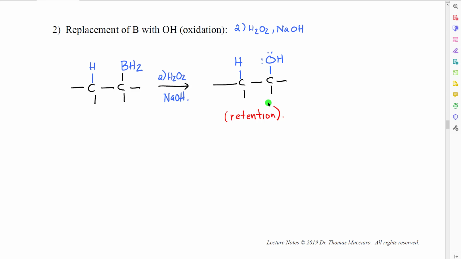I'm not going to teach you the mechanism of this because it's rather advanced, and I don't think it really helps you understand the reaction very much, with the exception of possibly explaining the stereochemistry. So you'll probably just have to memorize that this replacement goes with what we call retention. If the boron is on a wedge, the OH is on a wedge. If the boron is on a dash, the OH is on a dash.